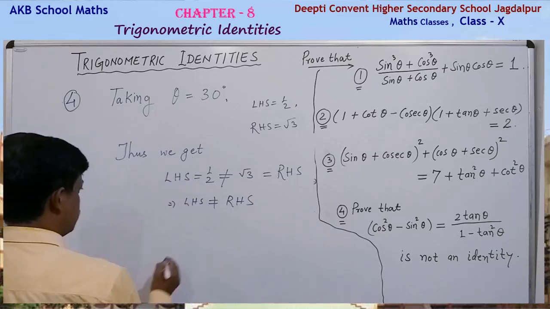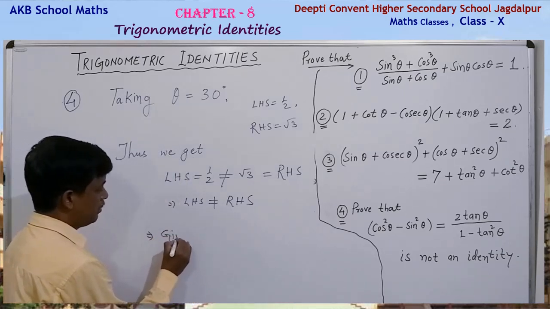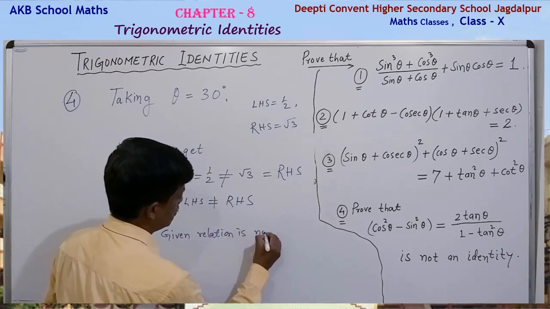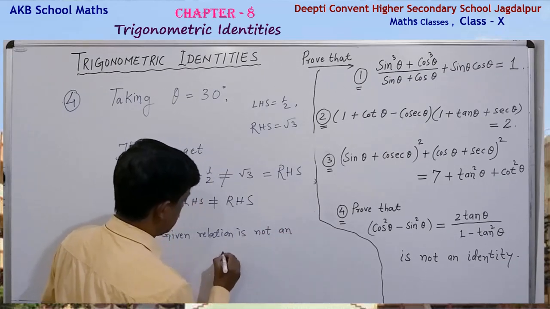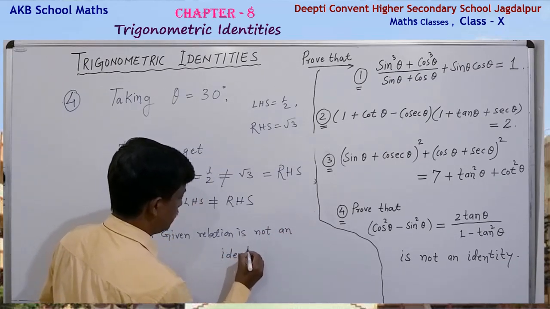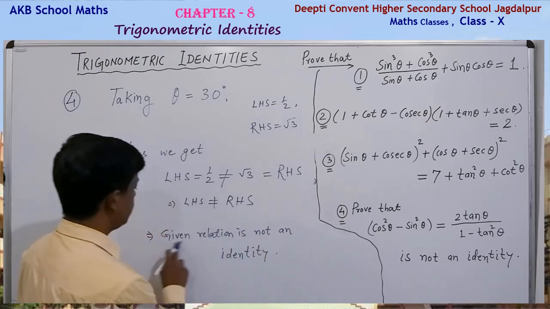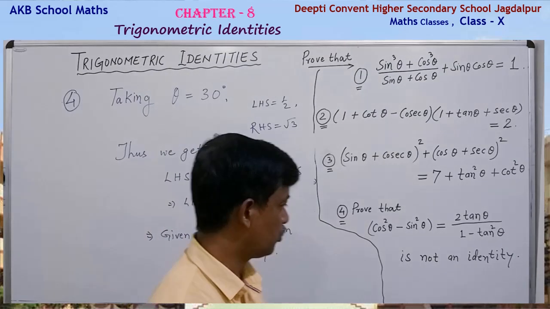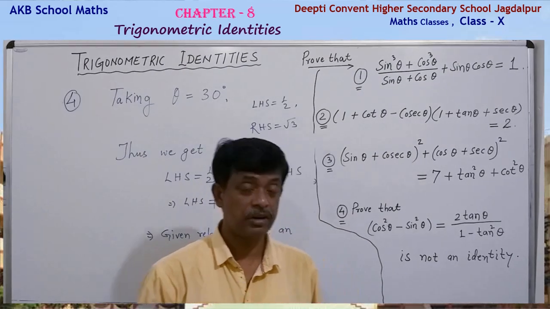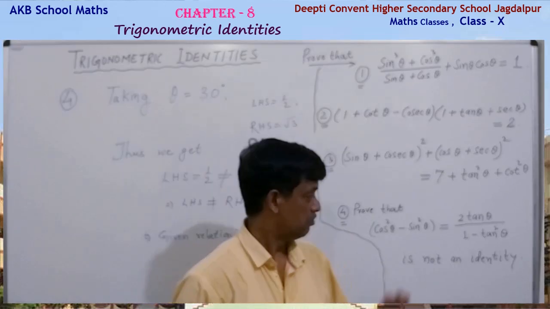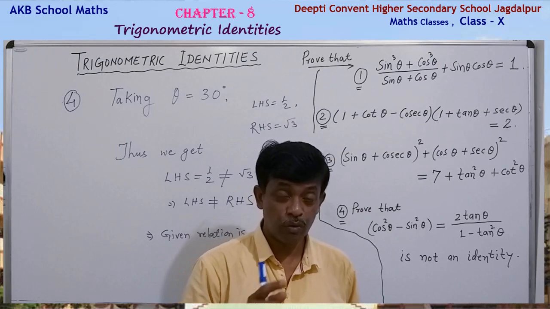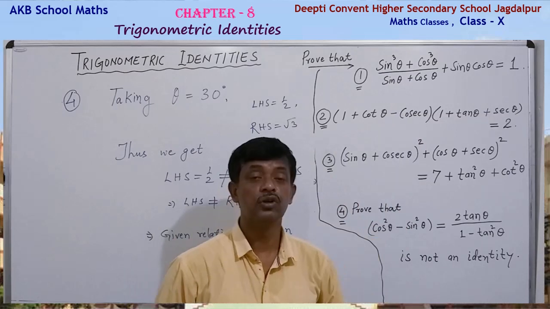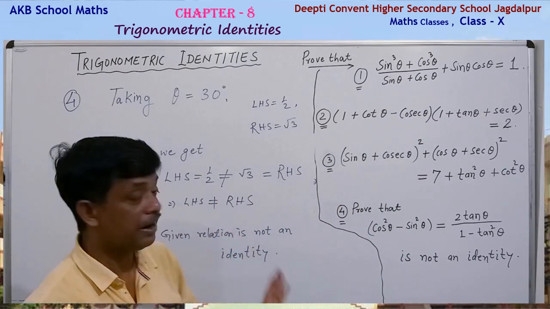So the given relation is not an identity. Okay, given relation is not an identity. Clear? Because this is not true for theta equals 30, and for a relation to be an identity it should be true for all values of theta. Here we see that for theta equal to 30 the relation is not true, that's why this is not an identity.